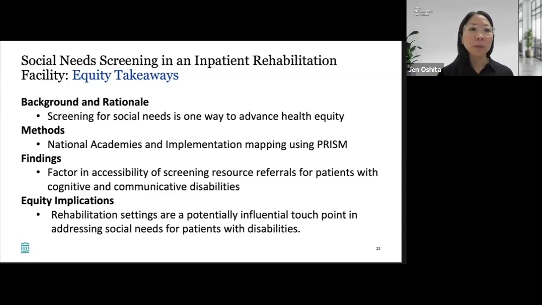And we use PRISM. And then in our findings, I think the major finding is to really think about how are we factoring in accessibility of social needs screening as well as resource referrals for our patients in rehab settings, especially those with cognitive and communicative disabilities. And then in just overarching equity implications and the importance of the rehab setting, I think that all of this speaks to us as a setting and providers and researchers that we are a potentially influential touch point in addressing social needs for people with disabilities.